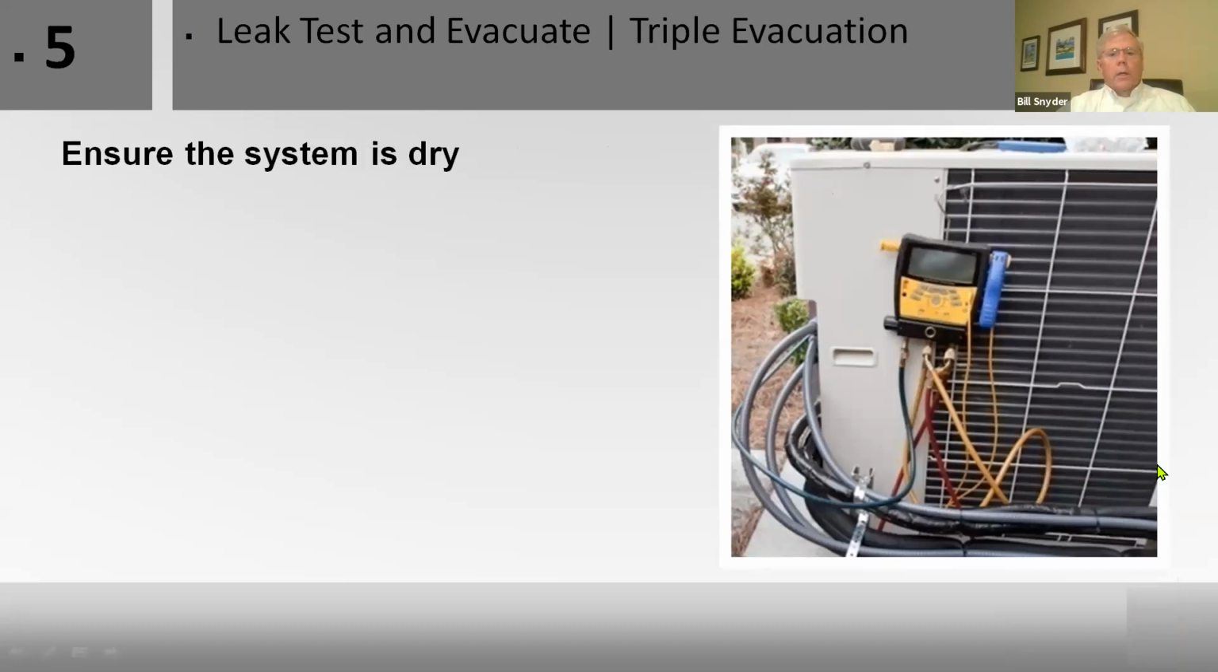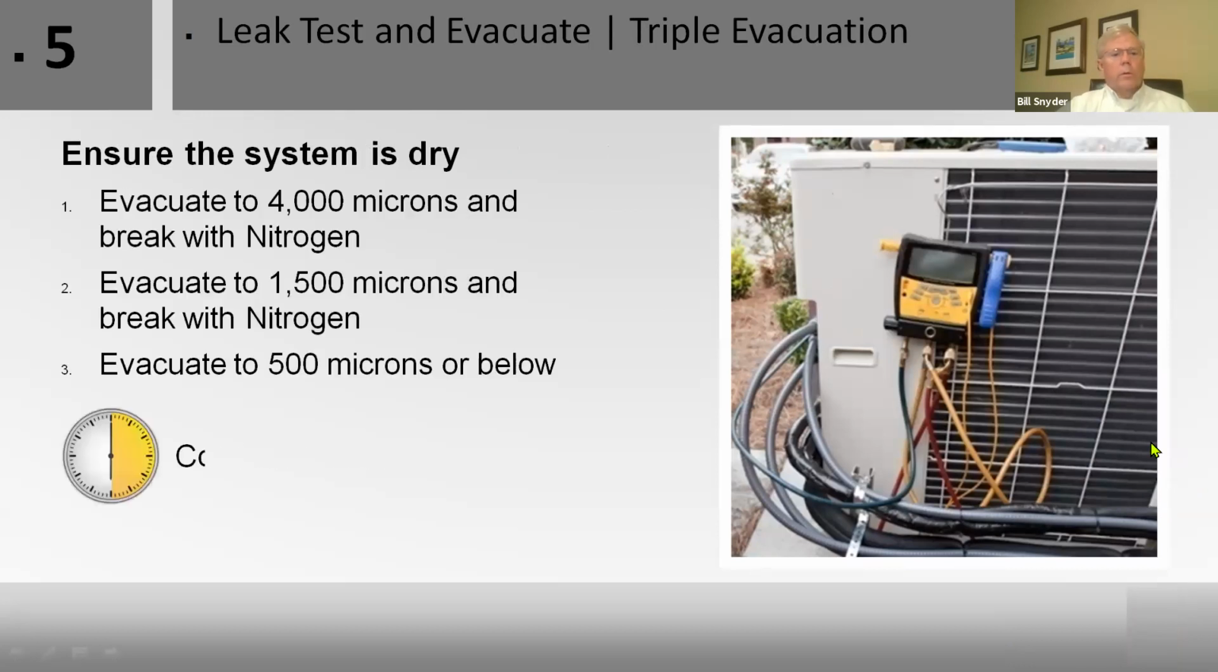To ensure a good dry system, we recommend you use a triple evacuation where you evacuate once. Now you've already pressure tested with nitrogen. You take the nitrogen down to 0, you pull your vacuum down to 4,000 microns. You break that with some nitrogen again, pull it down to 1,500 microns, break it with nitrogen again, and then go down to 500. It's very, very fast.